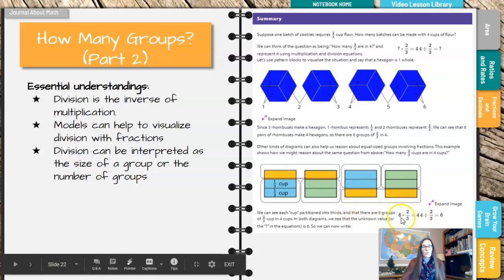6 groups of 2/3, or 6 times 2/3 would equal 4, or 4 things divided into groups of 2/3 would equal 6. We get the same answer either way we look at it.